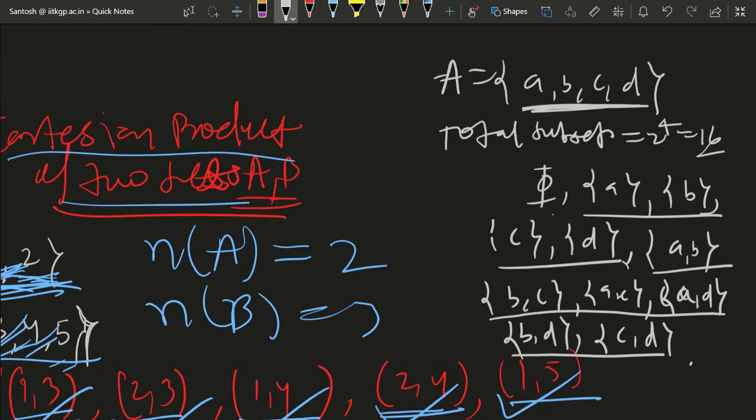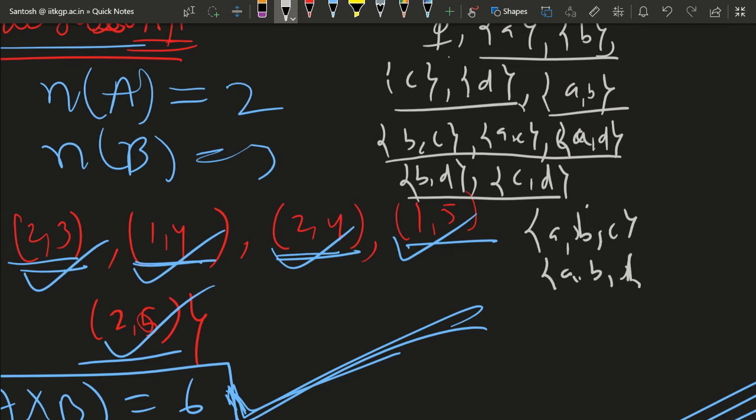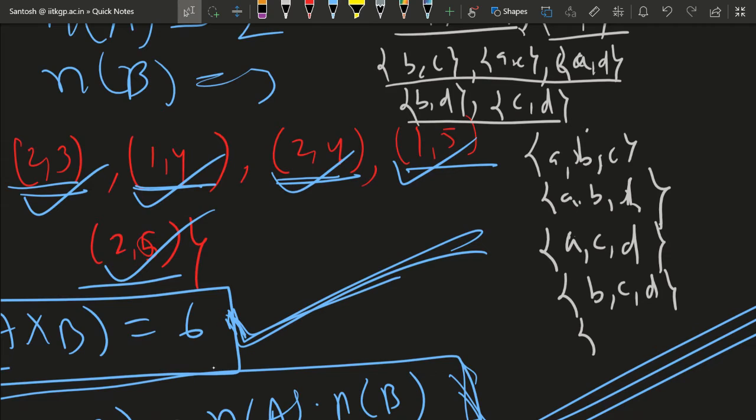Similarly, you may write the subsets containing three elements. For example, A, B, C; A, B, D; then A, C, D; then B, C, D. That's all.